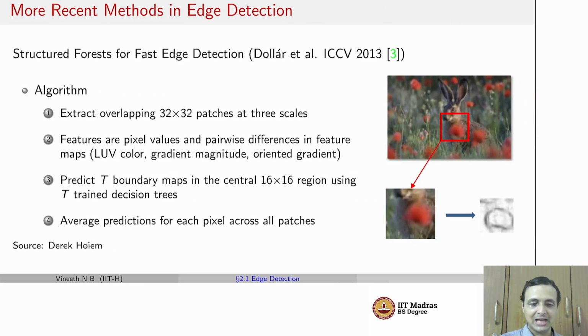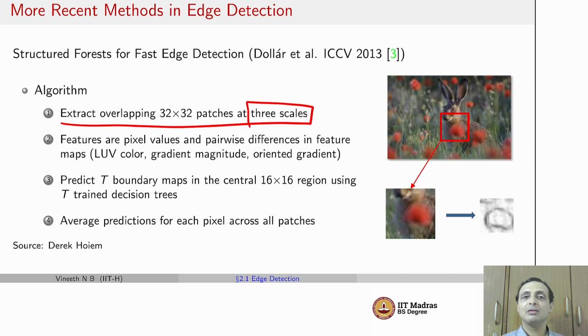The algorithm works as follows: you extract a bunch of different overlapping 32 cross 32 patches at 3 scales in an image. What is a scale? A scale is a resolution in an image. For example, if you had an image whose size was 64 cross 64, if you subsample it, it becomes 32 cross 32. If you subsample it still further, it becomes 16 cross 16. So these are 3 different scales of an image. So you extract overlapping 32 cross 32 patches at multiple scales.